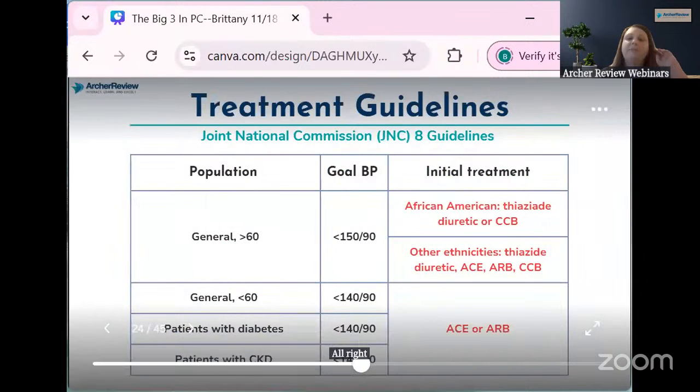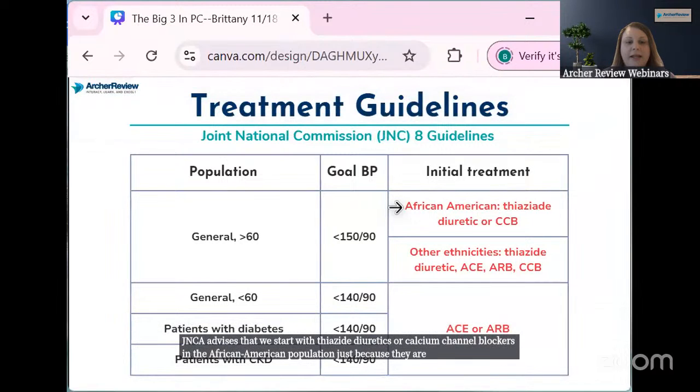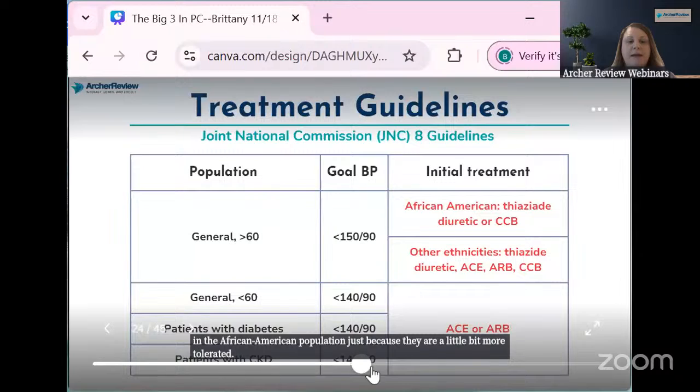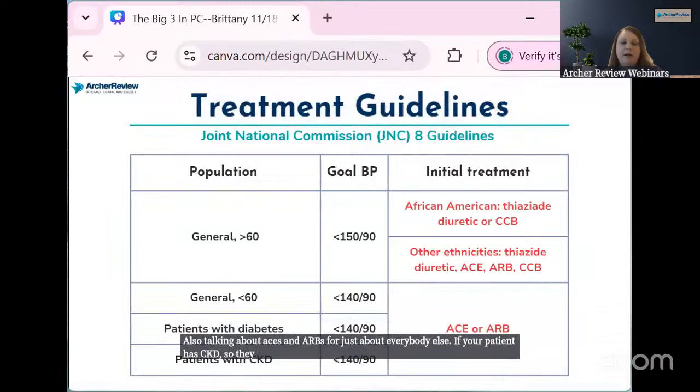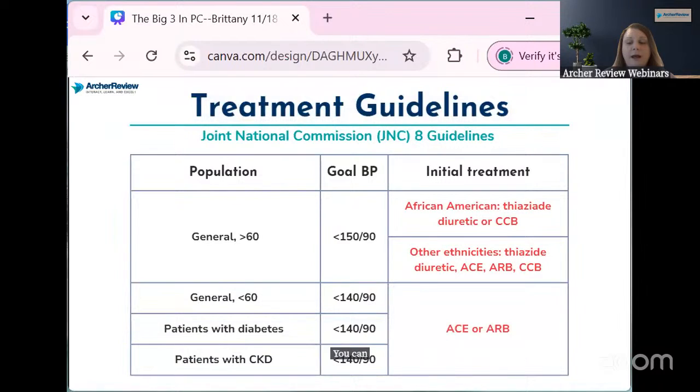Again, talking about treatment guidelines, JNC8 advises that we start with thiazide diuretics or calcium channel blockers in the African American population, just because they are a little bit more tolerated. Also talking about ACEs and ARBs for just about everybody else. If your patient has CKD, so they have long-term chronic kidney disease, you can do an ACE or an ARB because that is shown to be renal protective.